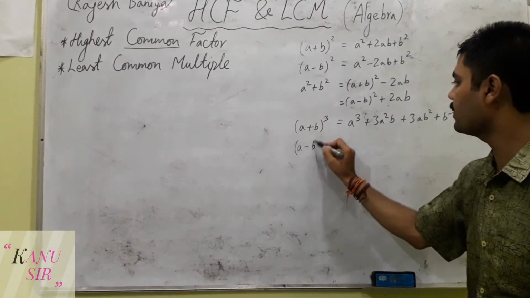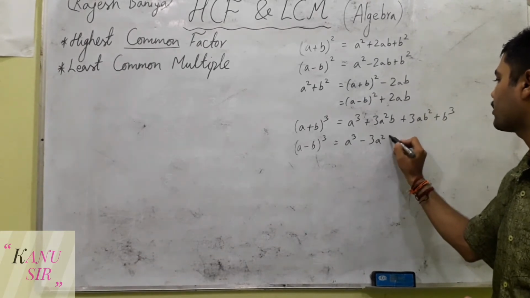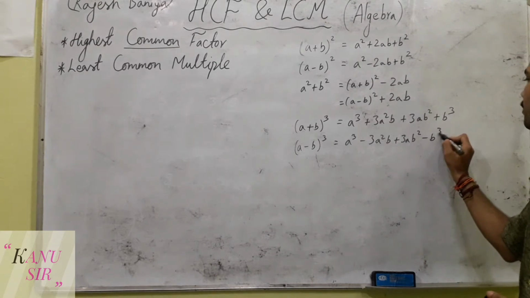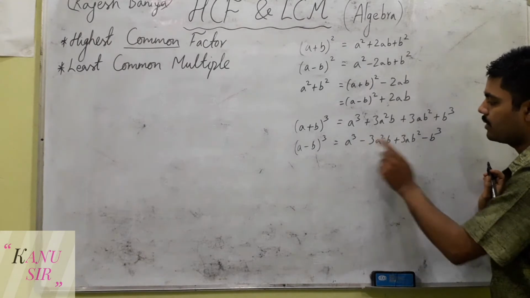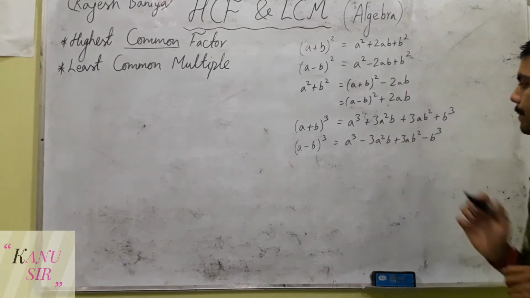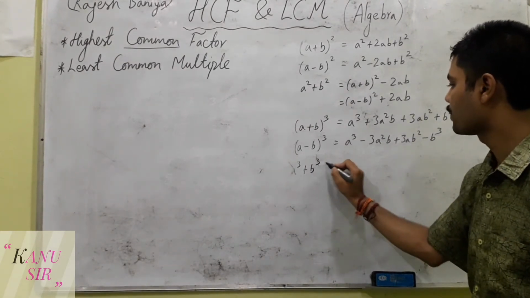For (a minus b) whole cube, you can use a cube minus 3a square b plus 3ab square minus b cube. So the signs go minus, plus, minus, or minus is in the corners and plus is in the middle. After that, there is another formula, a cube plus b cube.